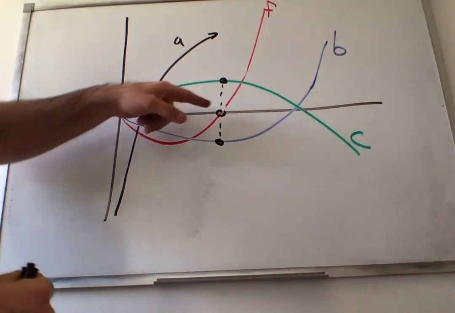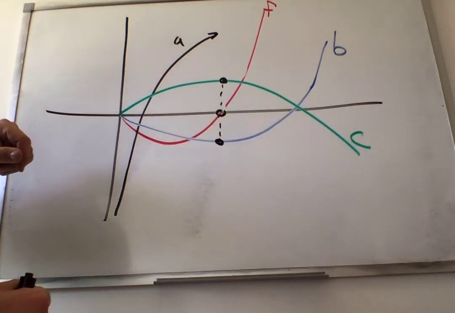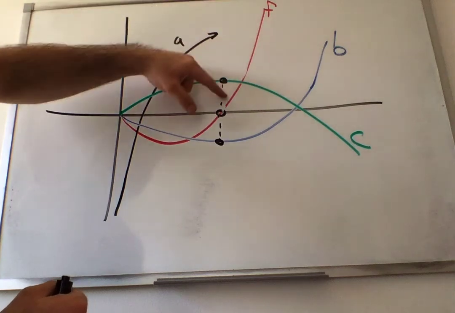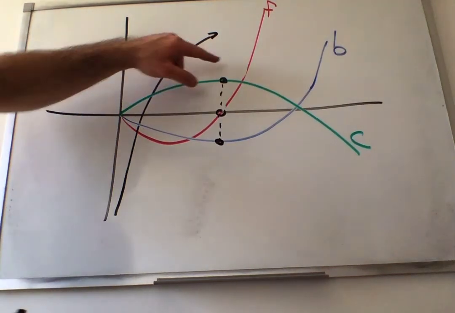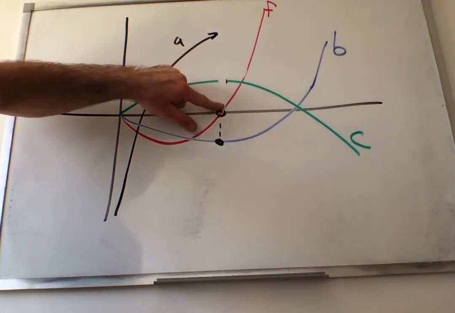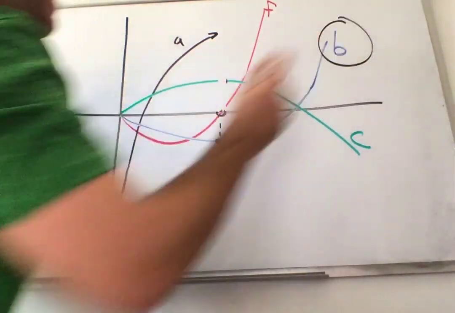So on the left side of my critical value, I'm decreasing. On the right side of my critical value, I'm increasing. By the first derivative test, that means I'm at a minimum. So that would exclude this point because that point would be a maximum. That means my answer has to be B.